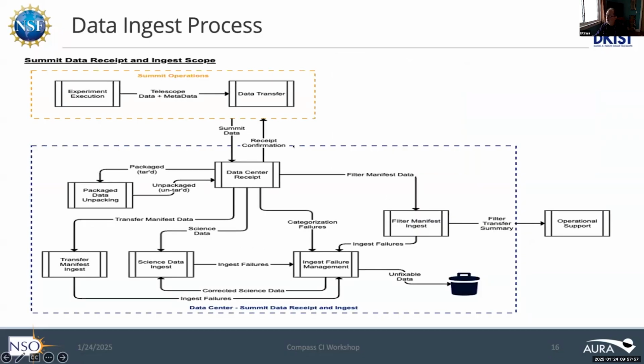So in terms of processes, the data transfer happens here, and then it gets routed. If it's packaged data, in other words, tarred, it gets untarred, goes back into a data receipt process. Transfer manifest data goes to a transfer manifest ingest service. Science data goes into a science data ingest service. Anything that happens that is wrong goes into a failure management service.